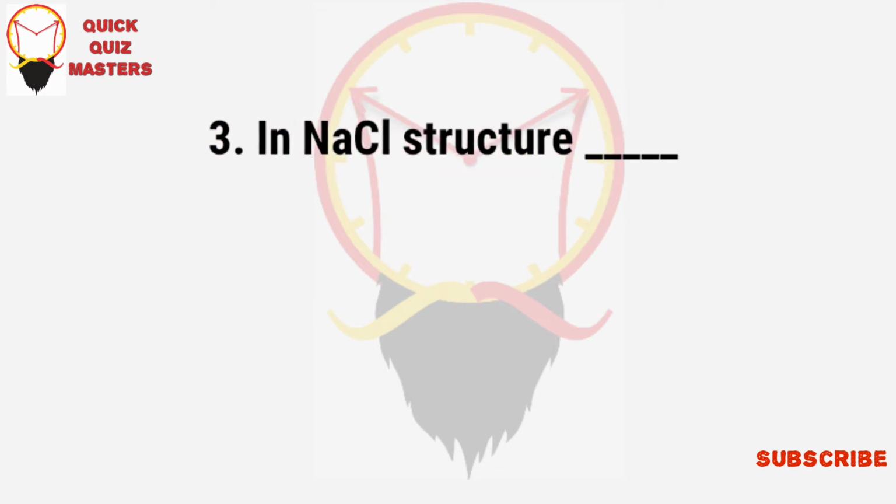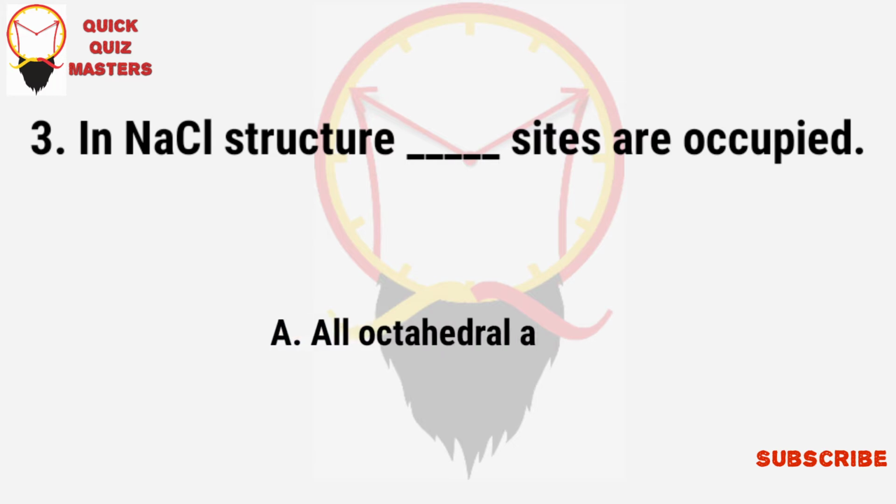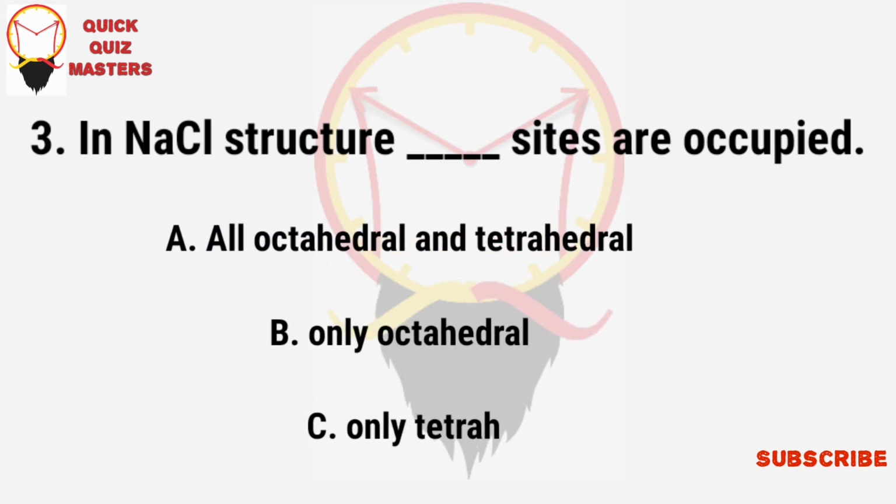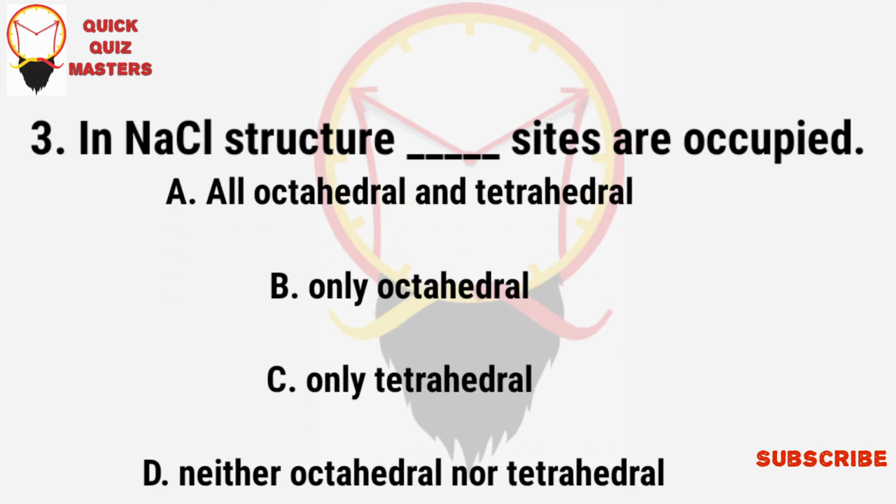In sodium chloride structure, dash sites are occupied. All octahedral and tetrahedral, only octahedral, only tetrahedral, neither octahedral nor tetrahedral.